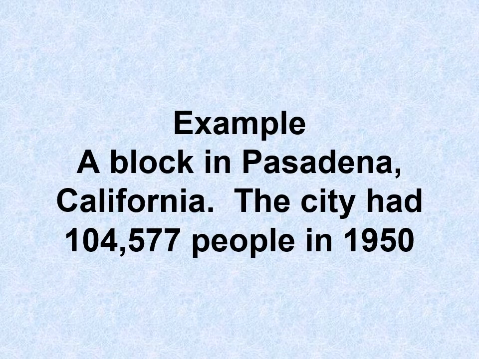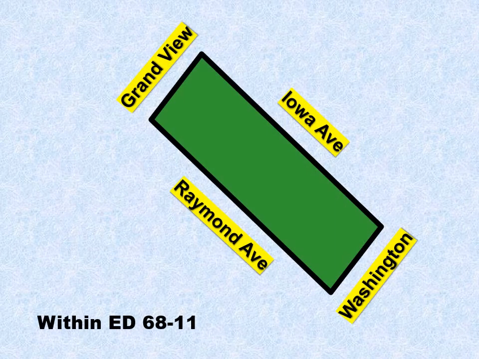The example that I'm going to show you is a block in Pasadena, California. It had over 100,000 people in 1950. And I chose this block specifically, as you'll see later. This block is within Enumeration District 68-11.